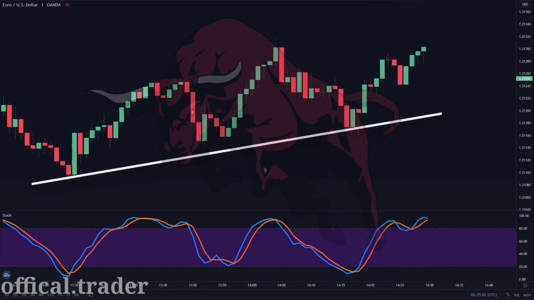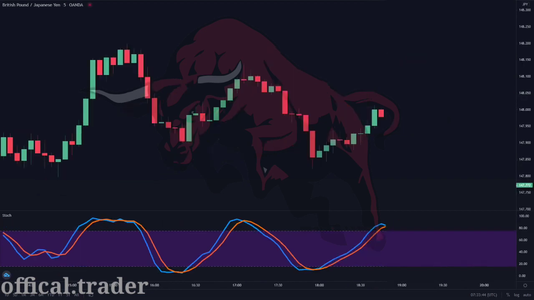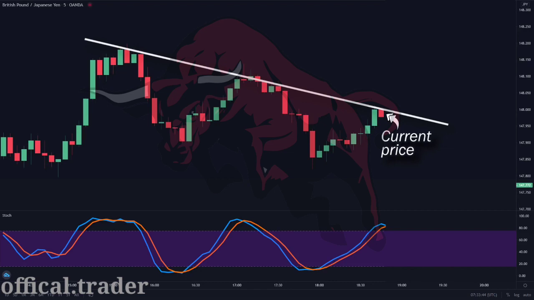So let's look at another example. In this chart, we spotted a downtrend, and so we place our trend line above the downtrend. Next, as we look at the current price, we spotted another possible continuation pattern as price hits the trend line while the Stochastics is at overbought.